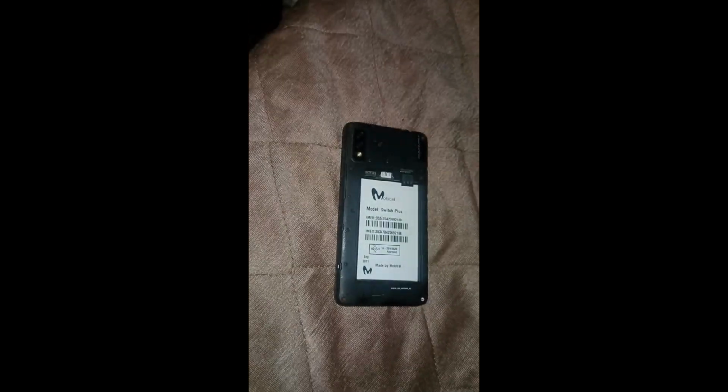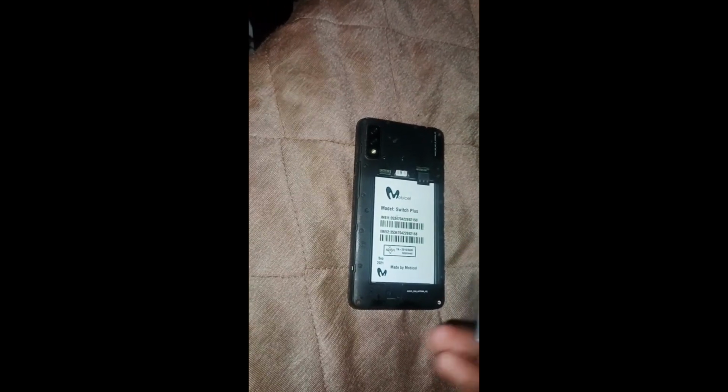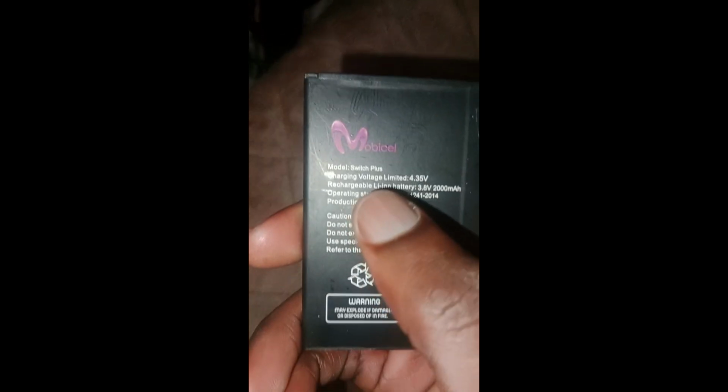Okay, guys, but it's okay. We have a trick. This Mobicel's production date is June 2021. If you don't have a SIM card, it's okay. If you don't have Wi-Fi, it's okay. But we have a trick.